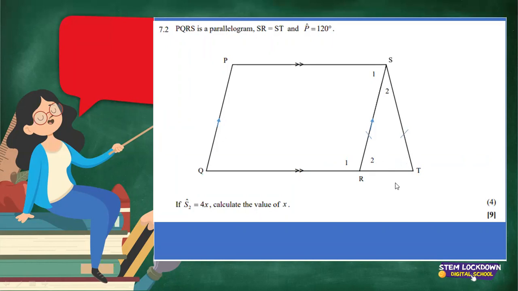Now, we are told that angle S2 is 4x. So what will be our R2 and T? If S2 is 4x, then these two combined, R2 and T, will give us 180 minus 4x. Because the interior angles of a triangle add up to 180. So 4x plus R2 plus T must be 180.